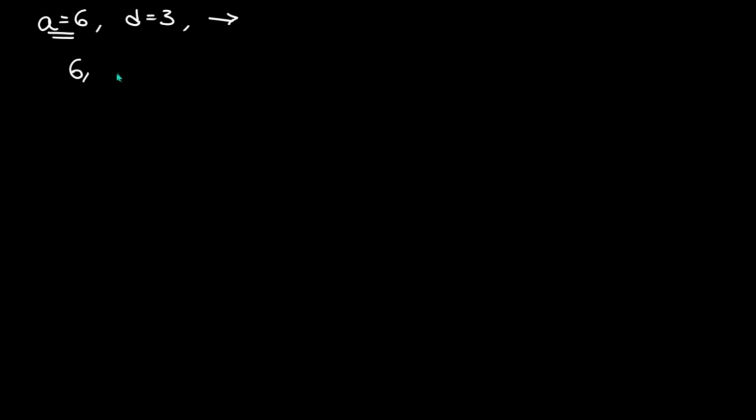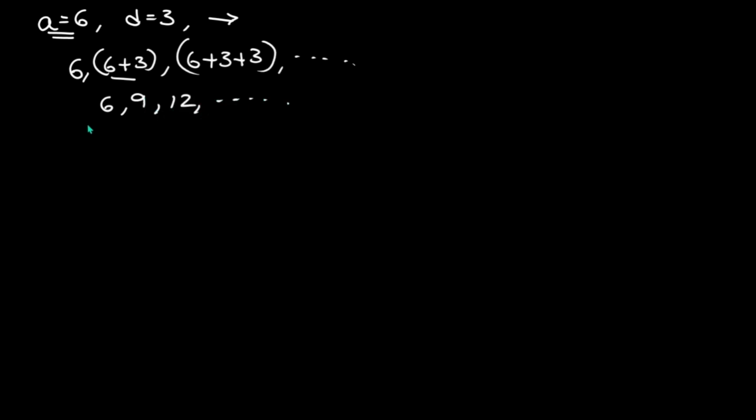How do you get the next number? Just add the common difference to the previous number. That is 6 plus 3. And how do you get the next number? Just add the common difference to this one. So it is 6 plus 3 plus 3, and so on. So it is 6, 9, 12, etc.